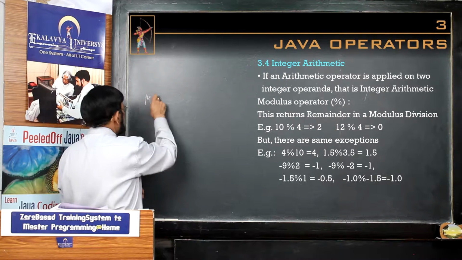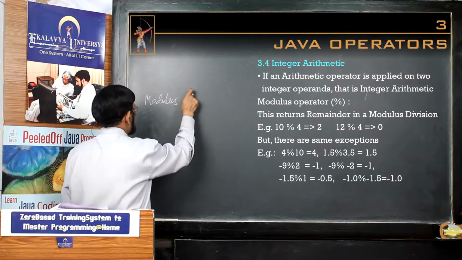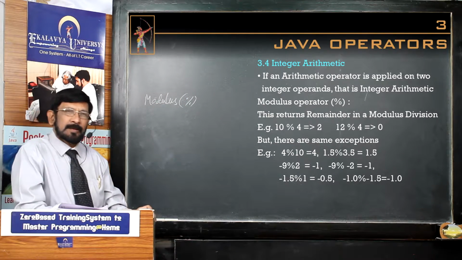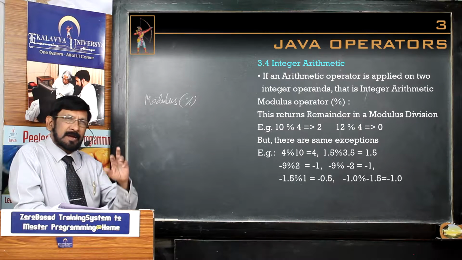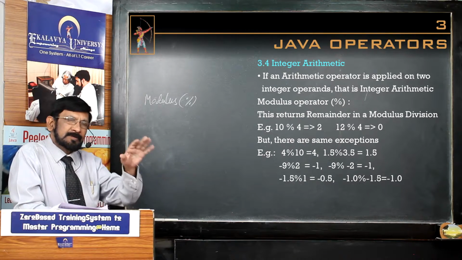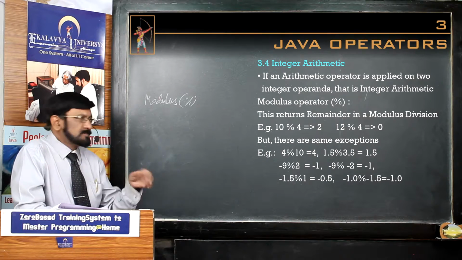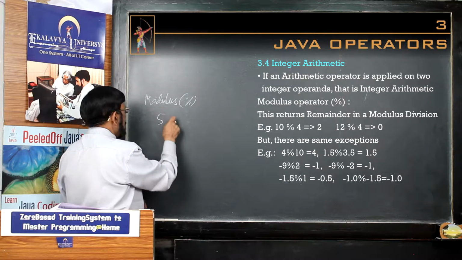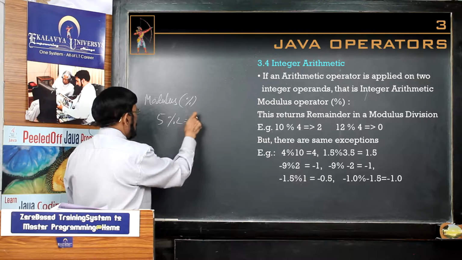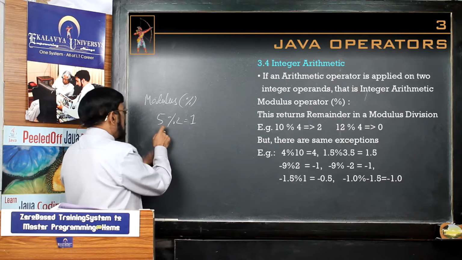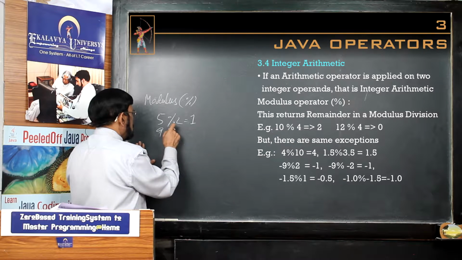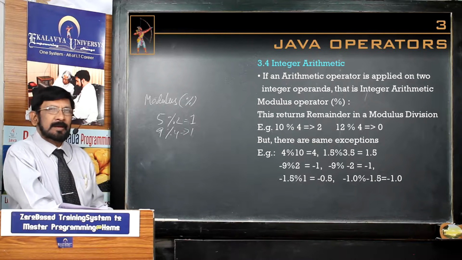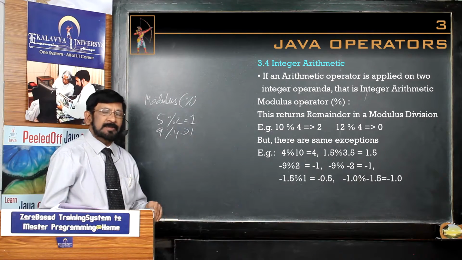Thereafter, we have to focus on the modulus operator. Symbol-wise it is percentage. Modulus is a different operation. Many people call it a remainder operator, but I don't support that. Partly its behavior is remainder, but not entirely. That's why you call it a remainder operator. Where the difference comes, I show you. Now you see 5 modulus 2, 1. This is a remainder. 9 modulus 4, remainder 1. This is also true as a remainder. But in all cases, how it differs, I show you.